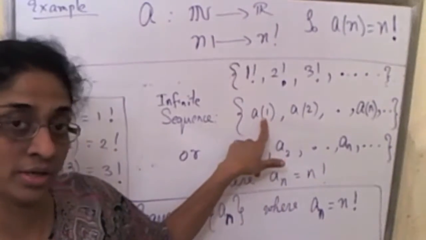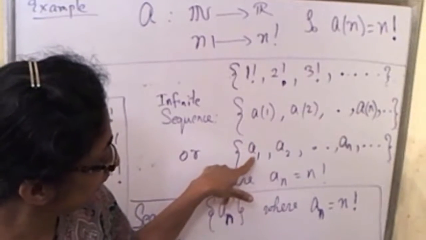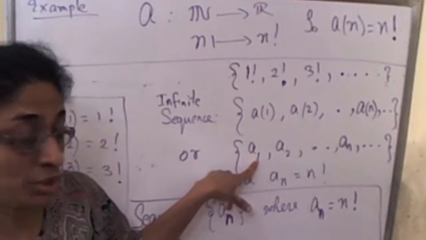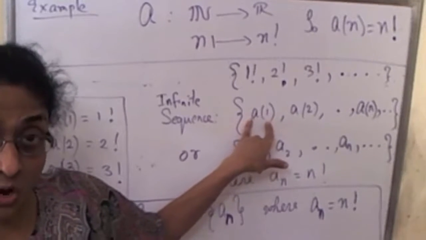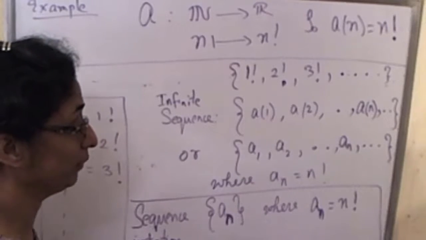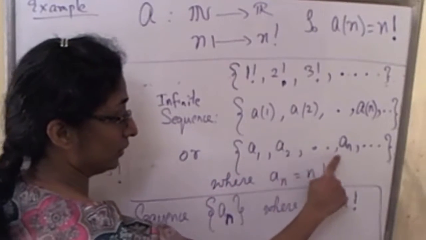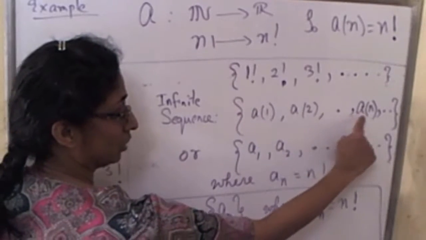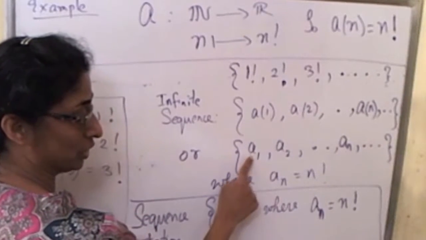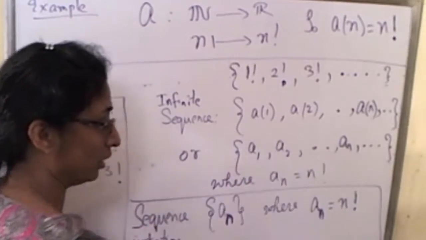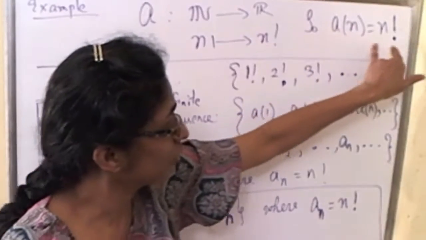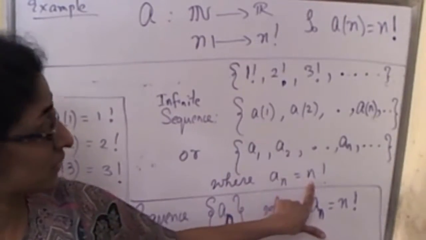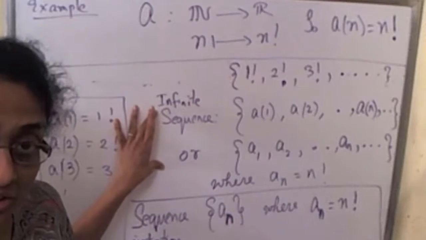Instead of A of 1, we choose to write it as A subscript 1. So A subscript 1 is really a shorthand notation for A of 1. So here are the new ways of writing the same old thing. A of 1, A of 2, dot dot dot, A of n. Now I'm writing it with the subscript notation: A sub 1, A sub 2, and so on. And then A of n equals n factorial can be thought of as A sub n equals n factorial. Same concept, slightly different language.